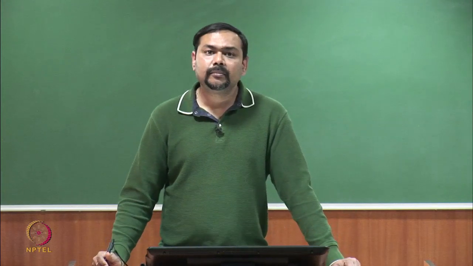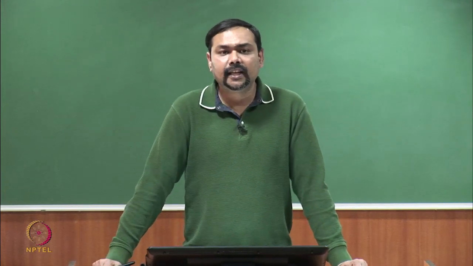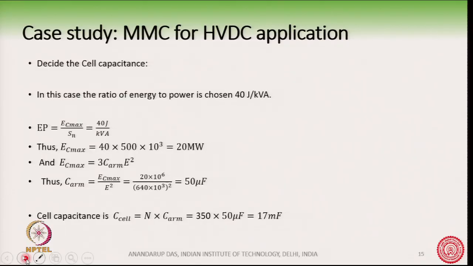Now, next one will be deciding the cell capacitance. Suppose we choose an EP value of 40 J per kVA, the energy to power ratio. Therefore, EC max, the kVA is 500, so EC max is 400 into 40 into 500. So, 20 megawatt, sorry, this is megajoule, not megawatt. There is a mistake here.